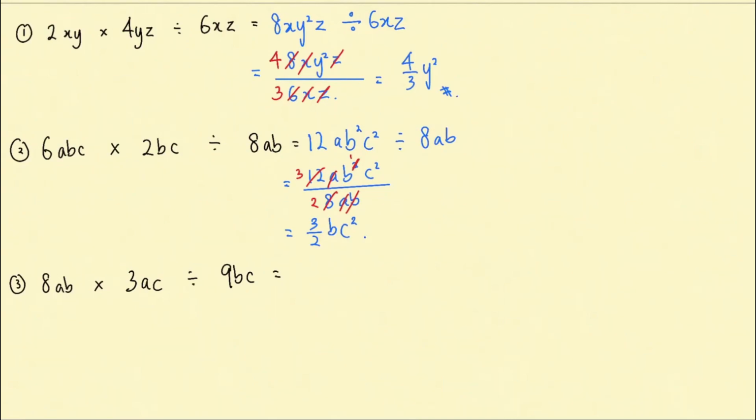All good. So last demo. 8ab times 3ac divided by 9bc. Maybe this one without me teaching you what to do. Hopefully you can get the right answer. Let's go. Okay, pro students can definitely do way faster, so don't mind me. I'm trying to show step by step.